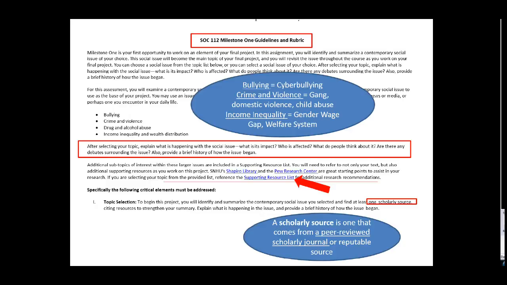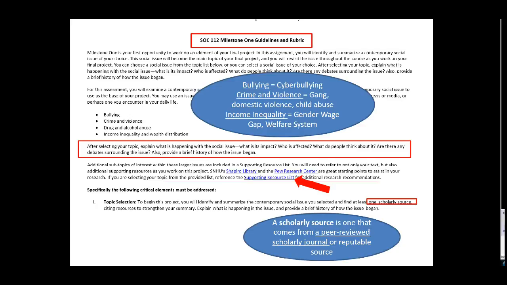A reputable source, let's say you're doing child abuse and neglect, right? Perhaps you look at a website, the National Center for Missing and Exploited Children. That's a reputable source. If you're talking about crime and violence, perhaps you explore FBI reports. That's a reputable source. What is not a reputable source is something like a Newsweek article or an article in Glamour magazine. These really are all opinion pieces that you want to stay away from.